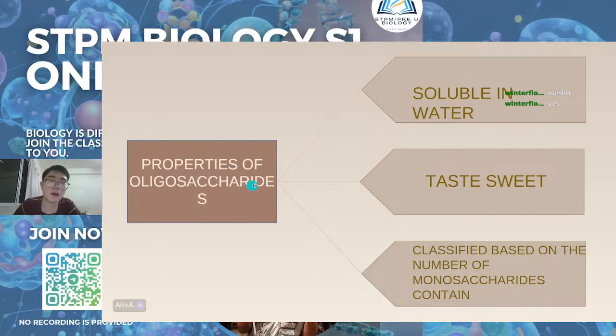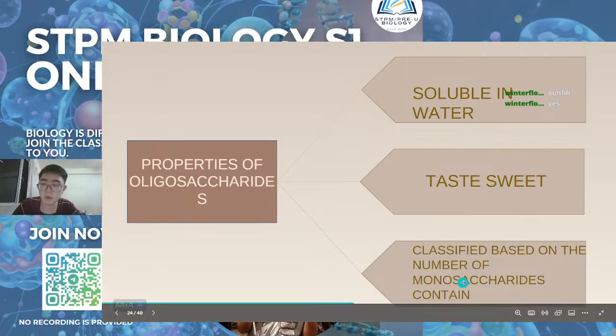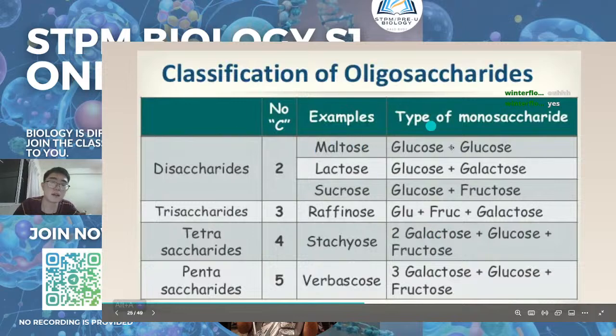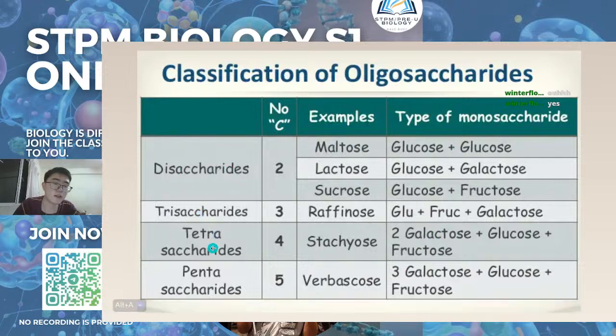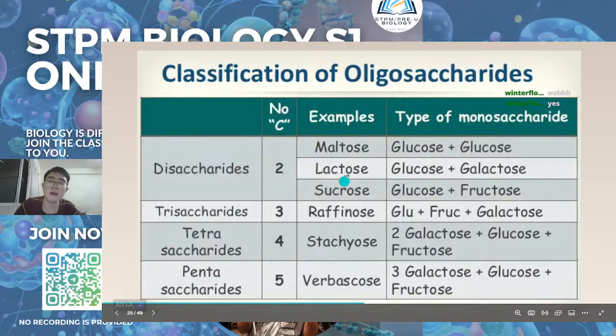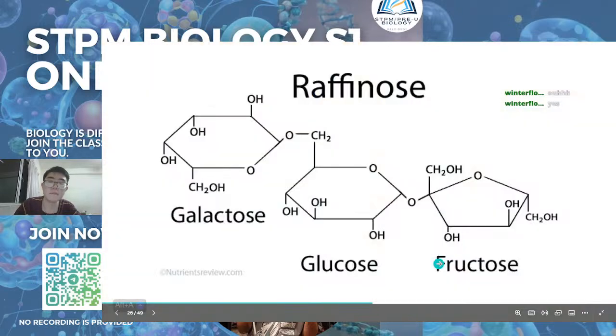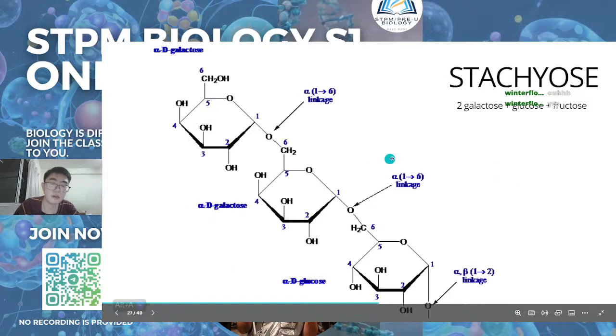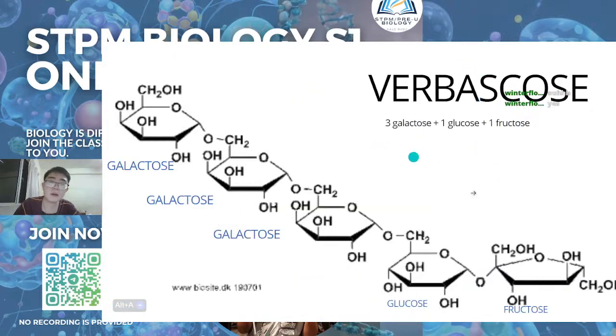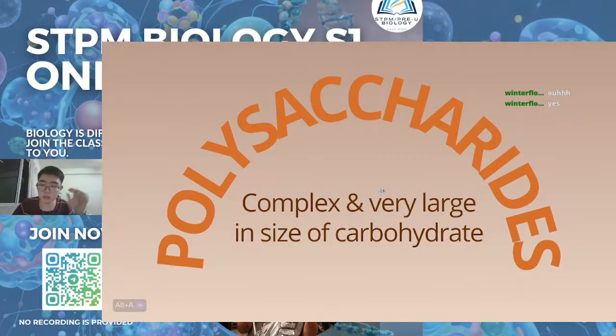So the properties of oligosaccharide: soluble in water, tastes sweet, and classified based on the number of monosaccharides. So this is the classification: disaccharide, trisaccharide, tetrasaccharide, pentasaccharide. So you can see it. These are examples of the types, and this is the structure of each. Okay, that's all. This is just an example I will pass through only. Actually, it's not important for STPM 1.